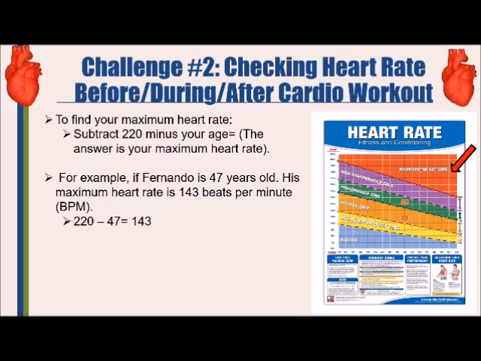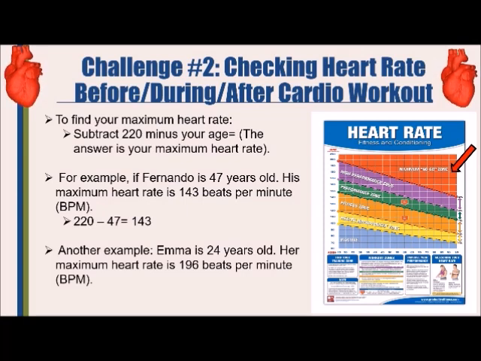Here's another example. Let's say Emma is 24 years old. So her maximum heart rate is 196 beats per minute. So how did we get to 196 beats per minute? Because we subtracted 24 from 220, and that equals 196. So 196 beats per minute is her maximum heart rate.